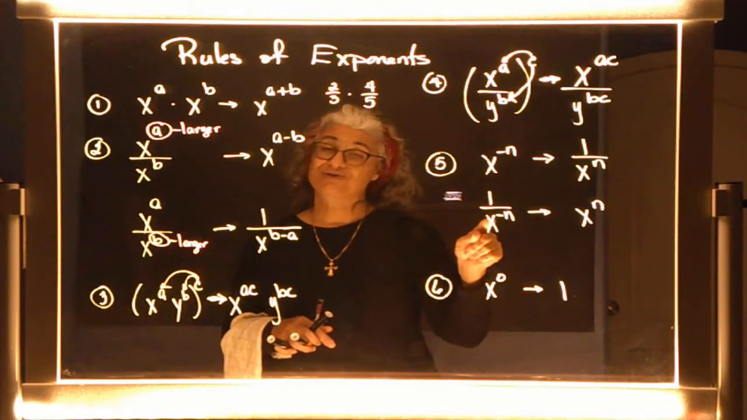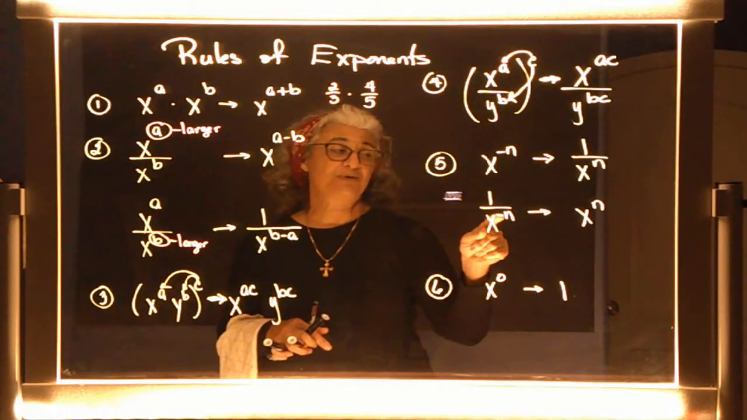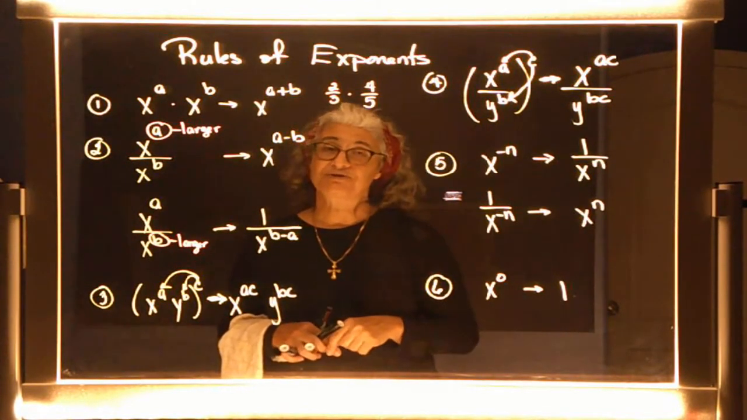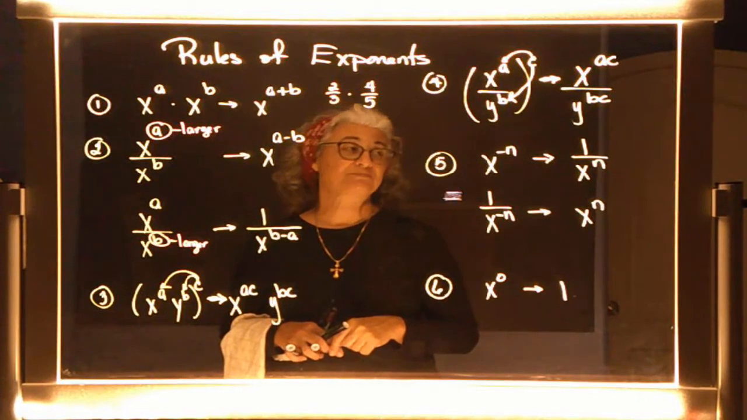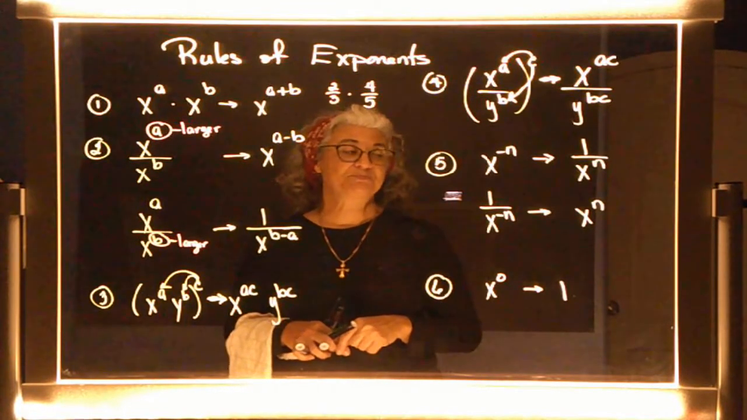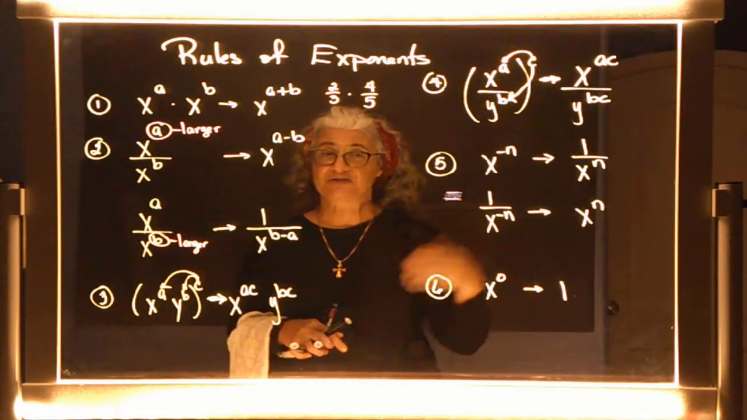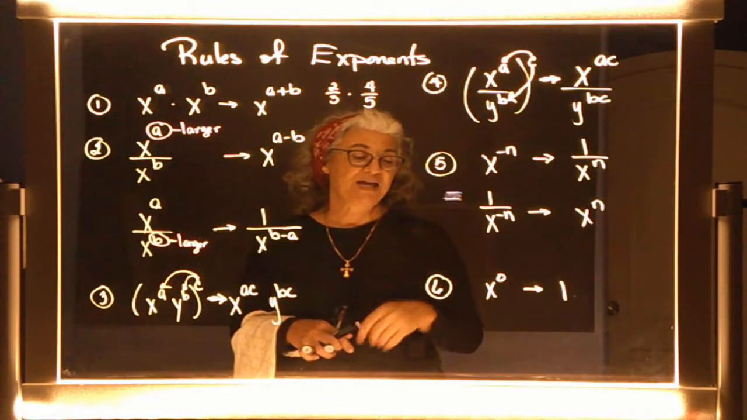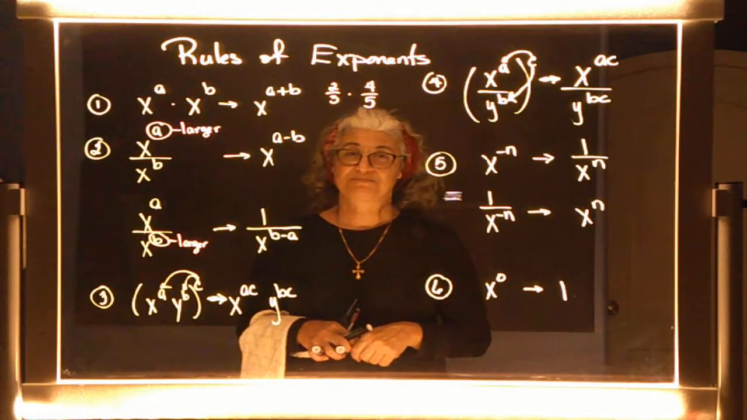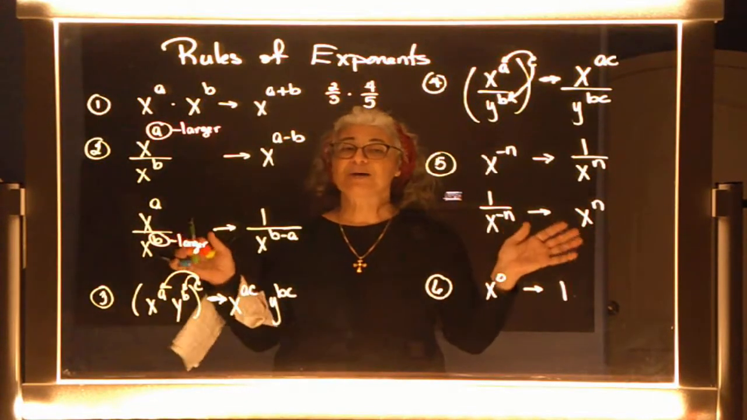However, if your base is already in the denominator with a negative exponent, it gets moved to the numerator. Cool? Good. And you're like, where'd the 1 go? Well, 1 times anything is just itself. That's why you don't see a 1. Now, number 6. Some of you remember, x to the 0 power is always 1.